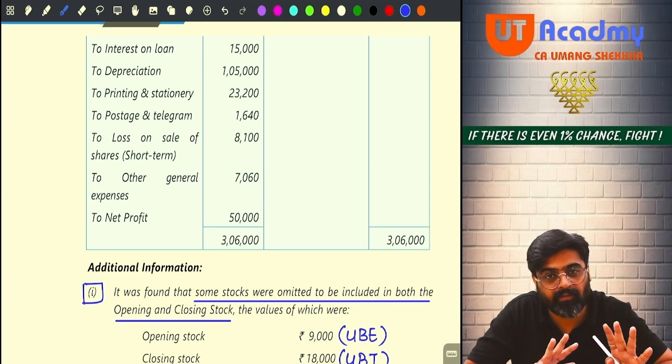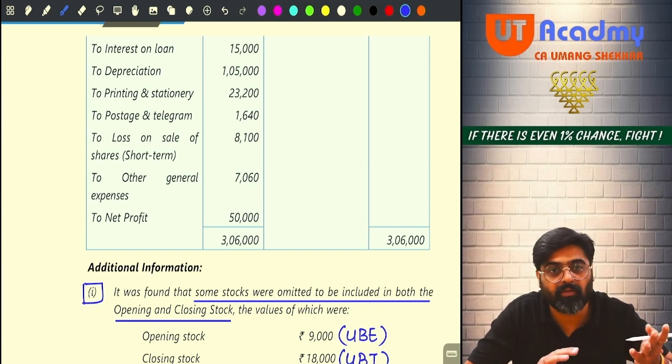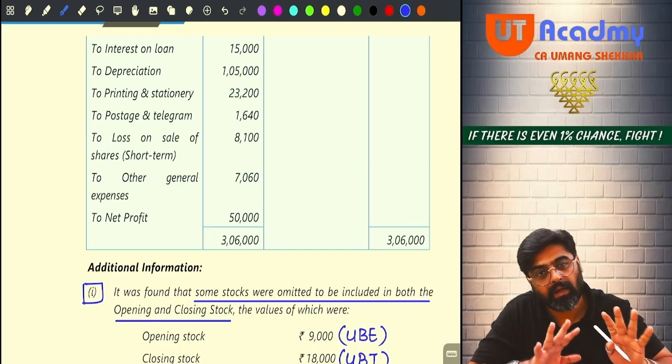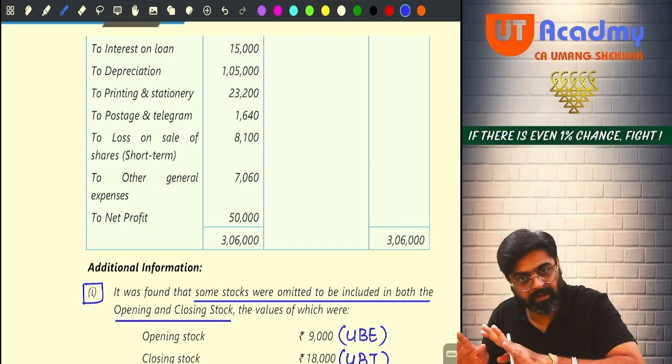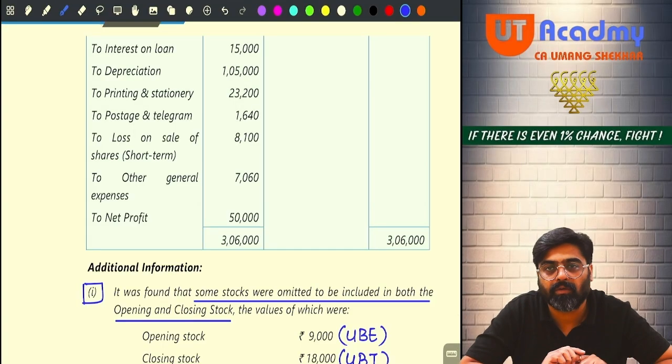No need to give any effect to 58,000 because 58 was allowable. It was supposed to be reduced. It is reduced. No need to give any effect to that.